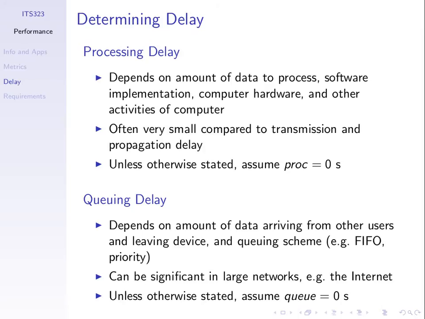It can be large. Last week I sent data between my computer and a web server in Japan, traveling via other intermediate systems, and the delay for queuing can be quite large, larger than the other components. But again, unless I say otherwise, let's assume it's zero. I may say in a question, queuing delay is 1 second. If I don't say, assume it's zero.